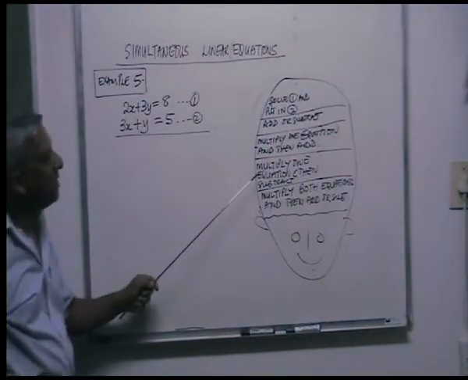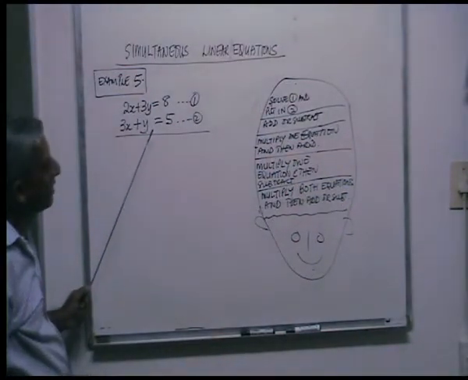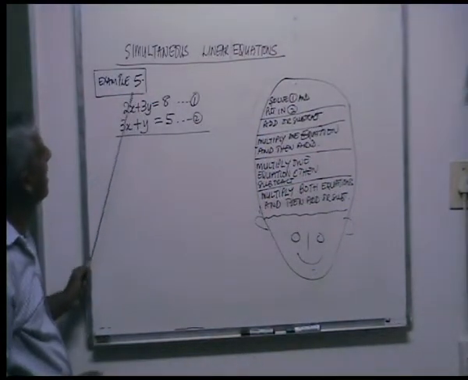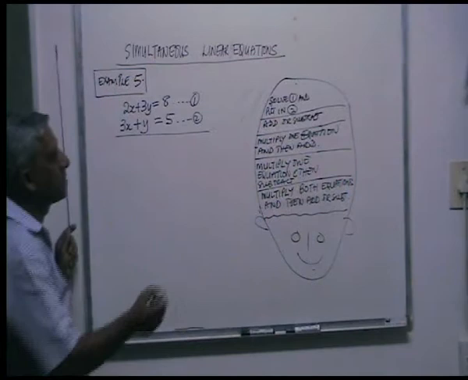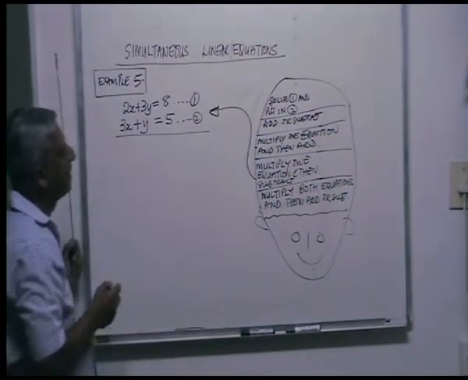Can I multiply 1 and then subtract? If I multiply this by 3 and then subtract, it will solve my problem, because when I subtract, the signs will change and the y can disappear. So I realize, okay, that's the choice I have.